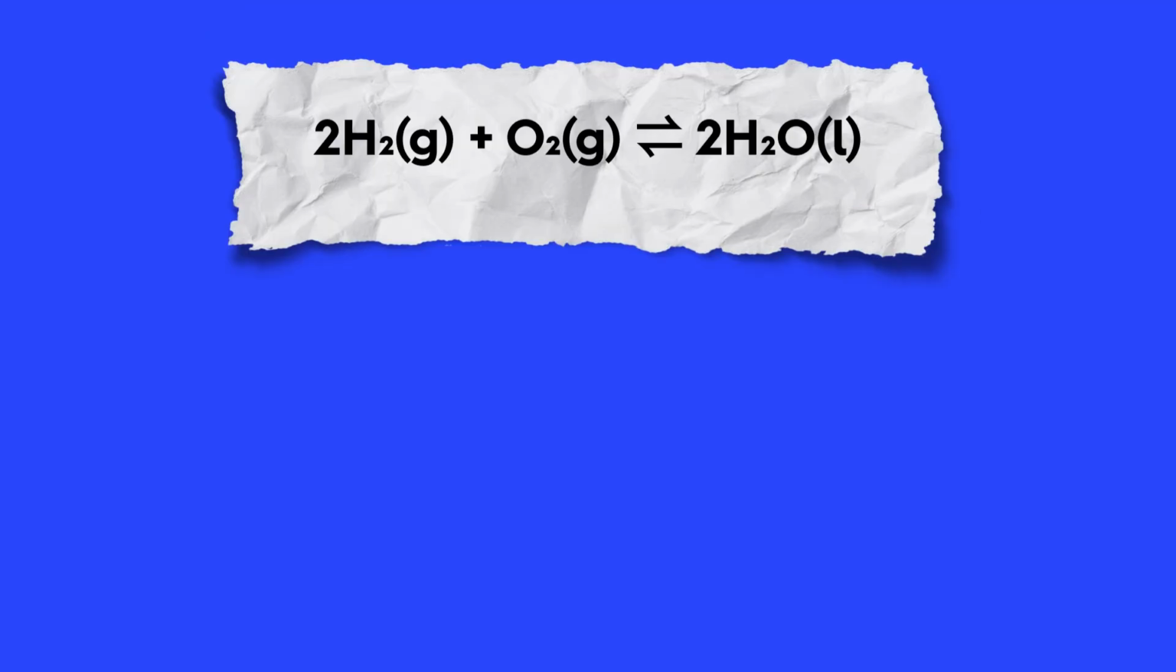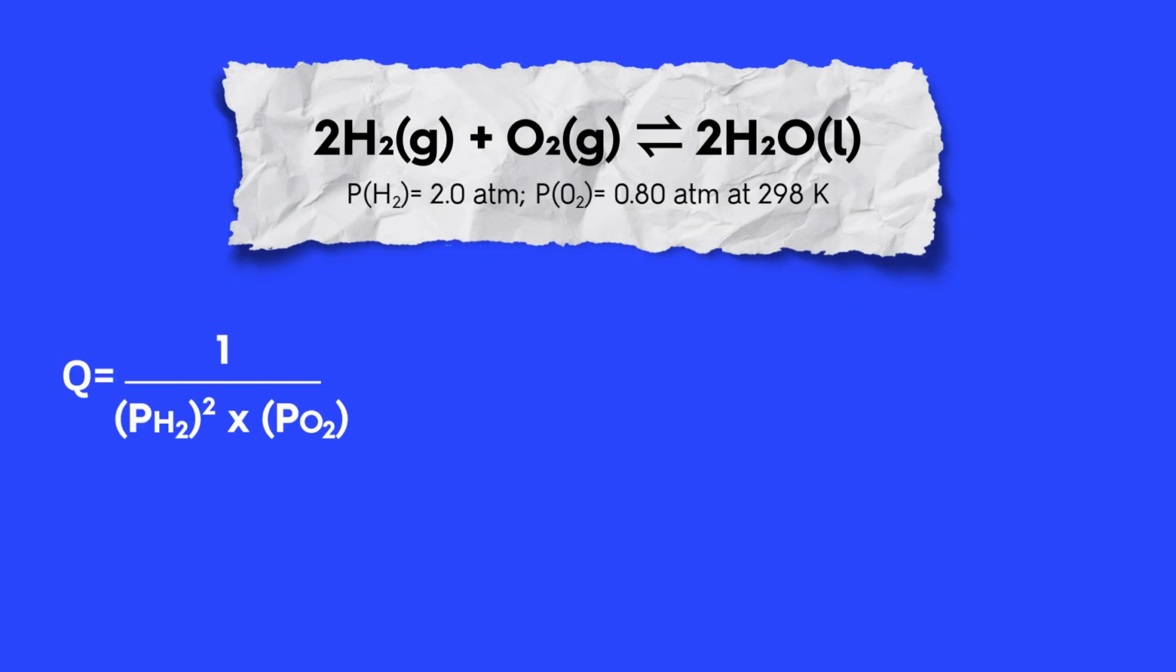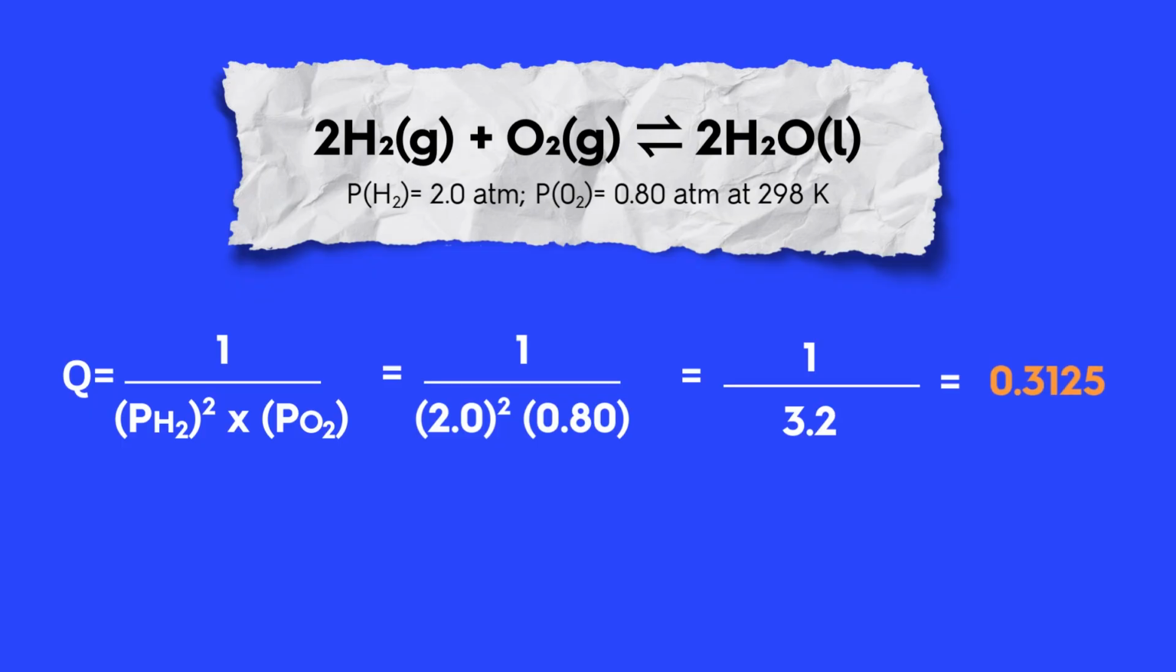Try a different pattern. For hydrogen and oxygen making liquid water, liquids do not appear in Q, so Q equals 1 over the pressure of hydrogen squared times the pressure of oxygen. Increasing the gas pressures makes Q smaller, which again makes delta G more negative.